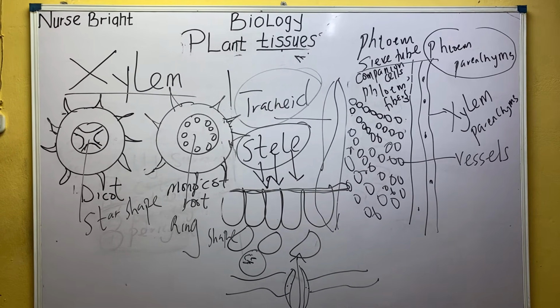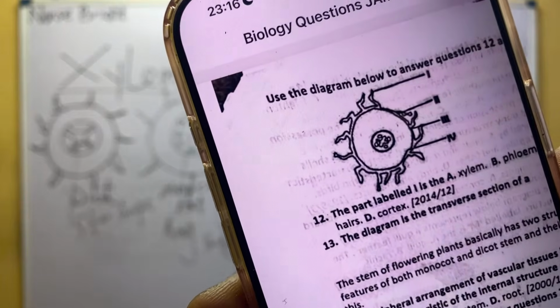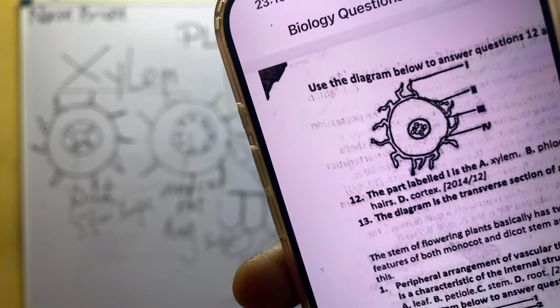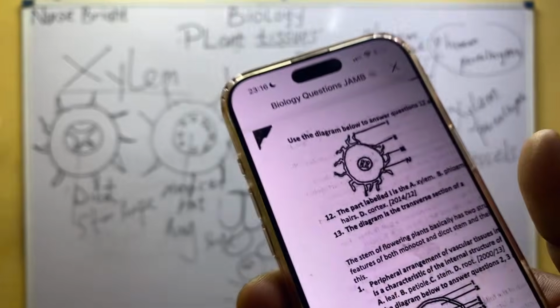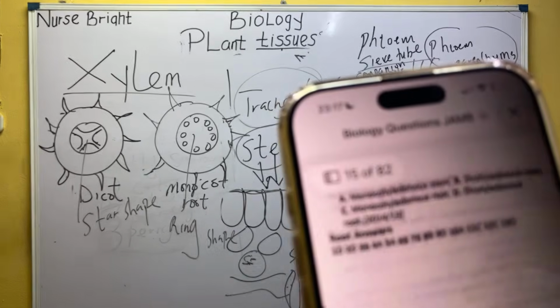So I said a question. What is this root first of all? Because the diagram is not clear. Is this star or ring? What will you guys go for? Because they said the diagram is the transverse section of what? Based on your question, is it monocot? Is it dicot? First of all, it's not a stem. It's a root.